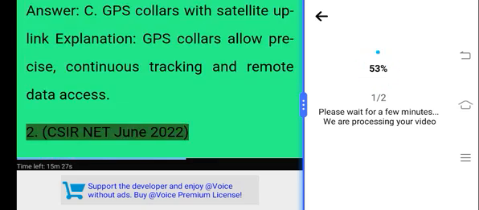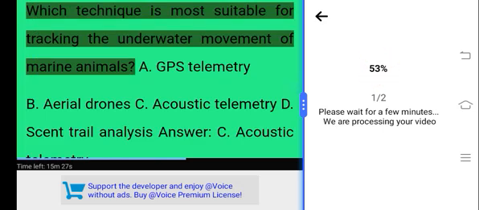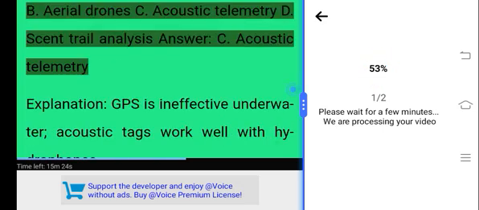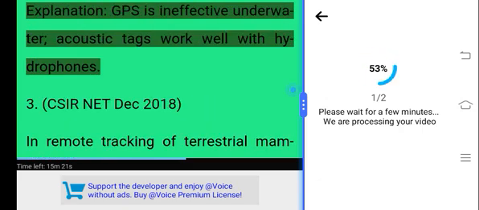2. CSIR NET June 2022. Which technique is most suitable for tracking the underwater movement of marine animals? A. GPS telemetry. B. Aerial drone. C. Acoustic telemetry. D. Camera trapping. Answer: C. Acoustic telemetry. Explanation: GPS is ineffective underwater. Acoustic tags work well with hydrophones.